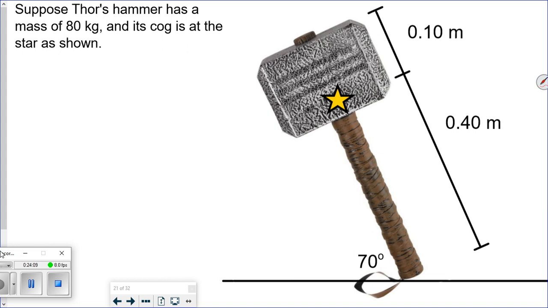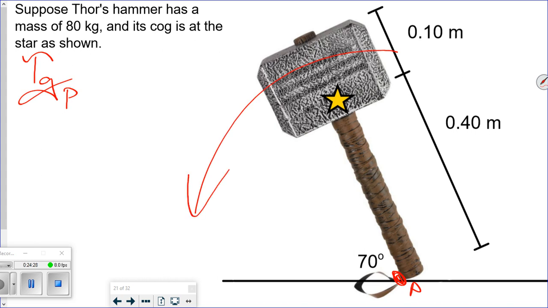So what we're going to do is calculate the torque produced by gravity on Thor's hammer about our pivot point, which is going to be this point here. This actually is going to explain why the hammer won't balance. It's going to show us why, if we let it go, the hammer will fall this way. And it's because of the torque produced by gravity about this pivot point.